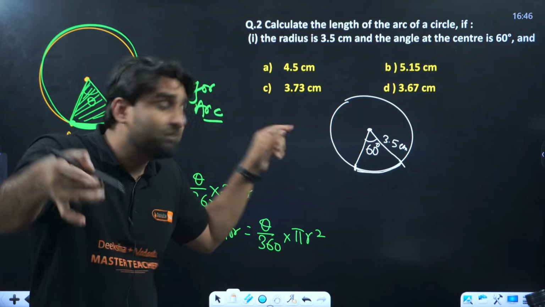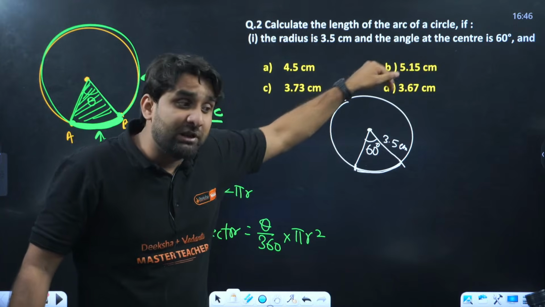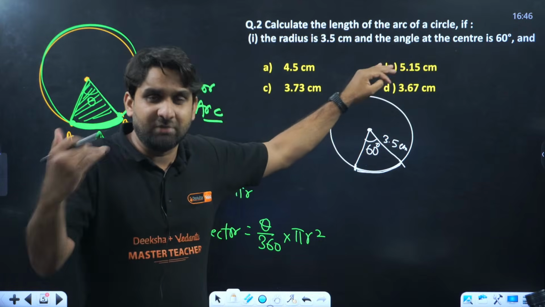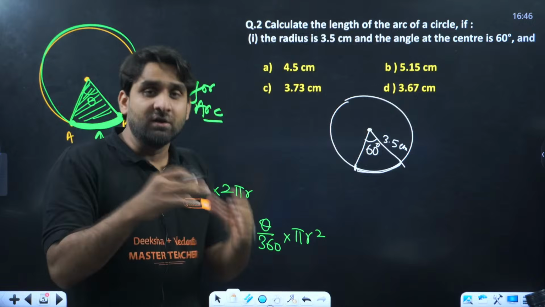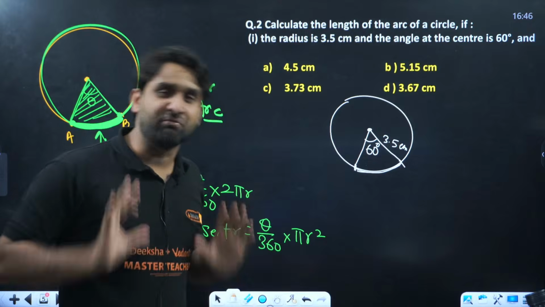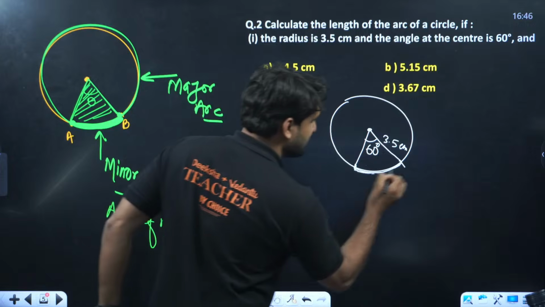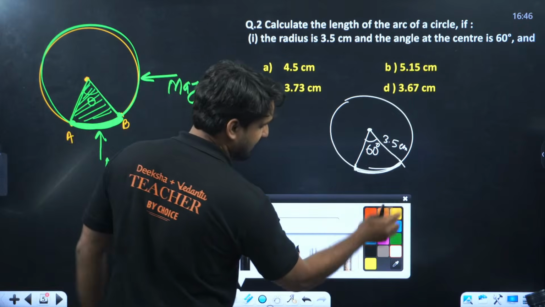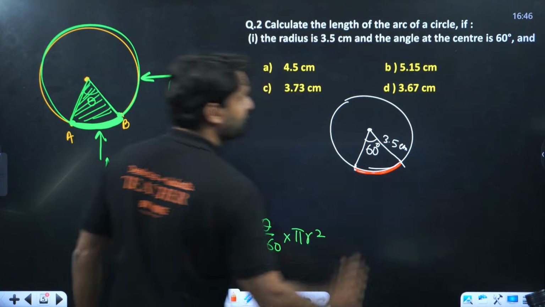Here they are not mentioning whether you have to find out the length of minor arc or major arc. So if the separate words are not mentioned there, it means that you have to calculate the length of minor arc. If no information is there, you have to calculate the minor arc. It means you have to calculate the length of this part. Let me show you by highlighting using red color.